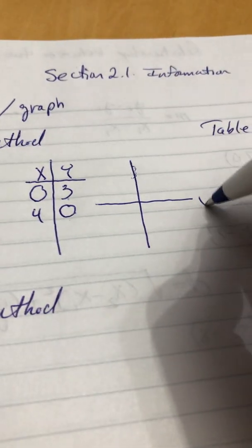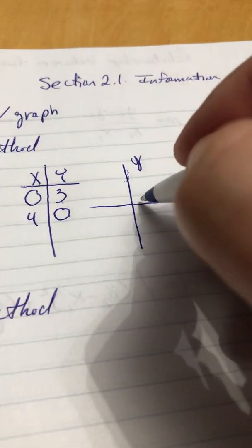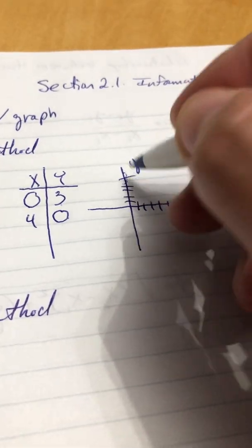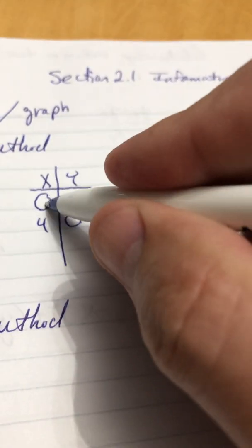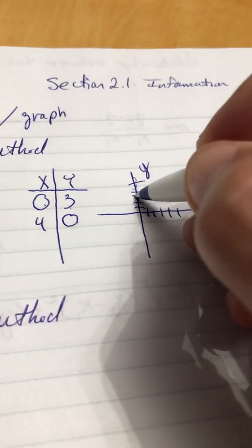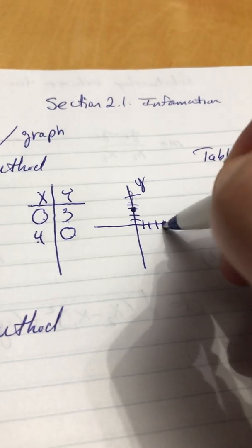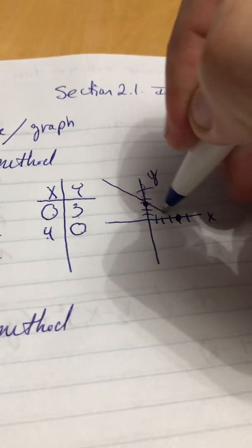So here's our x-axis, here's our y-axis. 1, 2, 3, 4, 5. 1, 2, 3, 4, 5. So the x is 0, the y is 3. We set our mark. The x is 4, the y is 0. We set our mark, and then we connect our line.